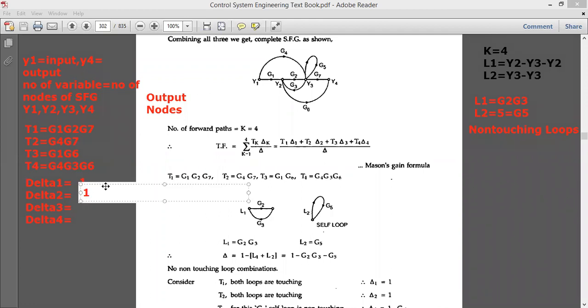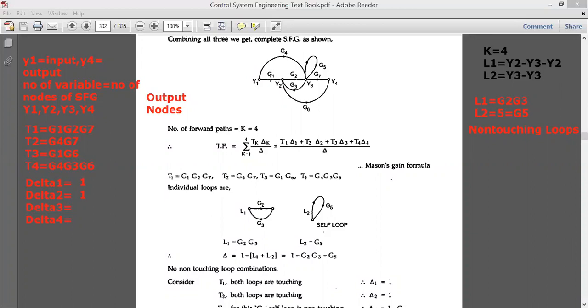Then go for finding the value of delta 3. Delta 3 is with respect to T3. Again, you should check whether any loops are touching the forward path. The third forward path is G1 with G6, and it goes from Y1, Y2 and Y4.